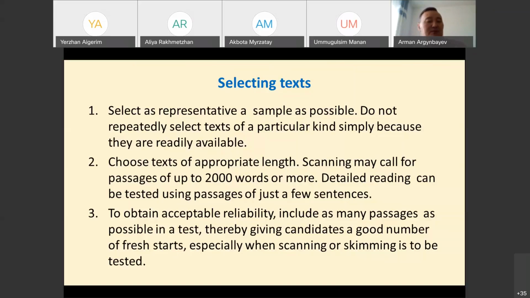Okay. To obtain acceptable reliability, use as many passages as possible. So IELTS does so. Yeah. IELTS, TOEFL, many international tests they do. They have 3 passages. Even, oh no, in the end they have only 1 passage. Sometimes they have 2, if I'm not mistaken. But they're very short. They're not valid and reliable.